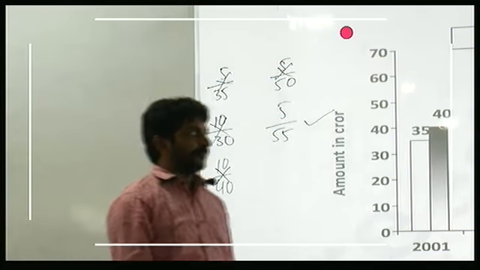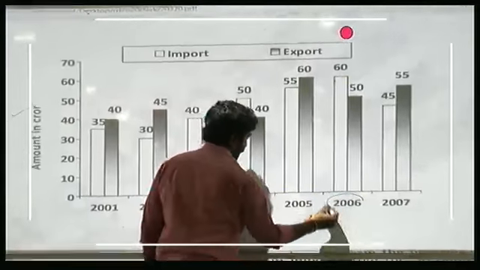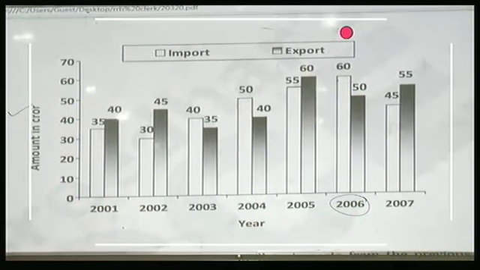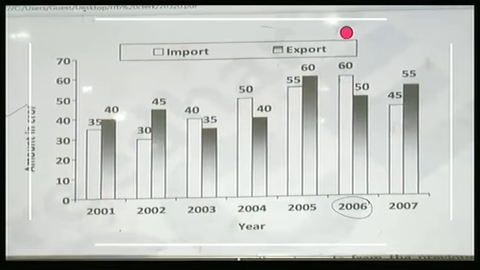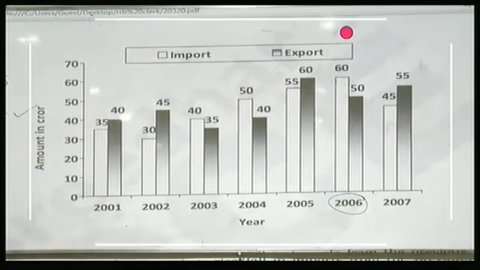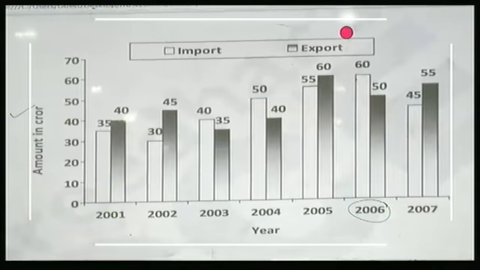5 out of 55. Where is this? 2005 or 2006? 2006. Increase or decrease values always have to be calculated only on the previous year's data. So in 2006 we have 5 increase from 55. Answer is 2006. Next.